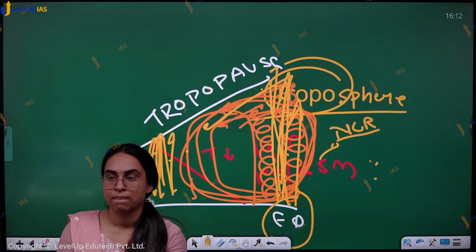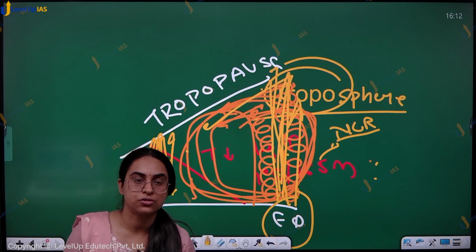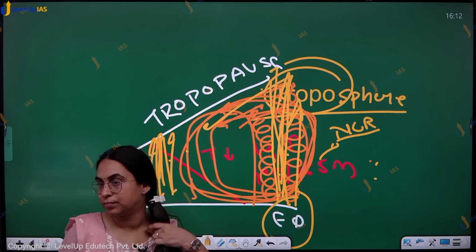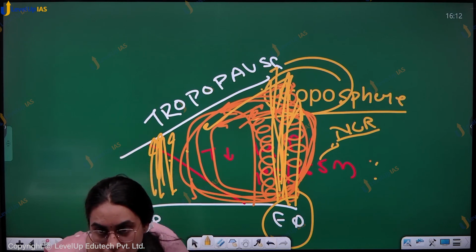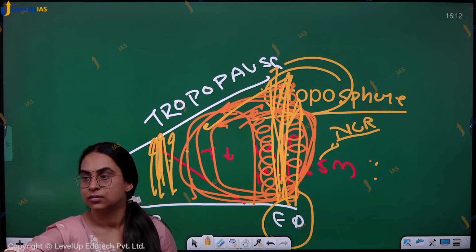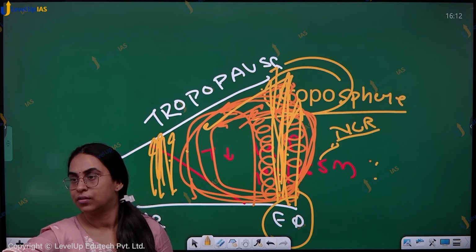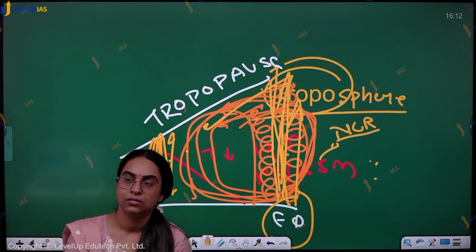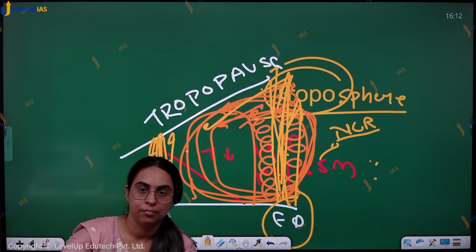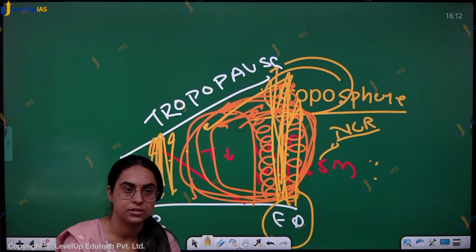because heat is transported to a greater height. Heat is transported to a greater height by convectional air currents.